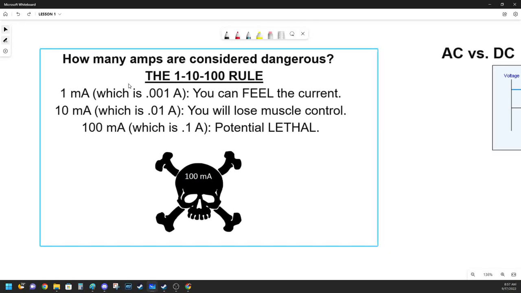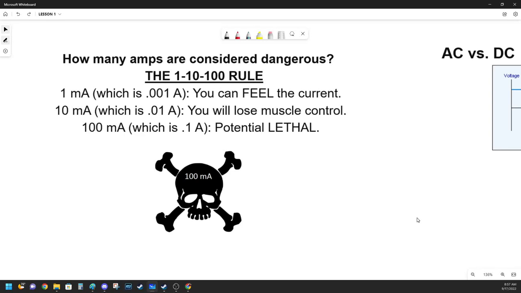So the 1-10-100 rule, good question, Addie, is 1 milliamp, 10 milliamps, 100 milliamps. The way I think about it, I'm just thinking about it in whole amps. 1 milliamp is 0.001 amps, the same thing. The test will specify milliamps. Good question. Roz asked a really great question: how many amps is a stun gun? No, CompTIA is going to stick with milliamps.